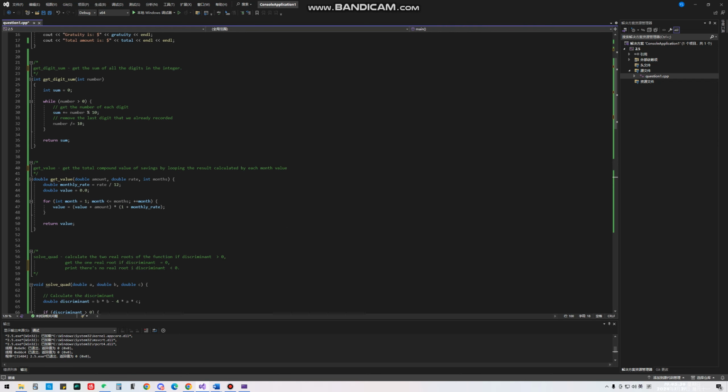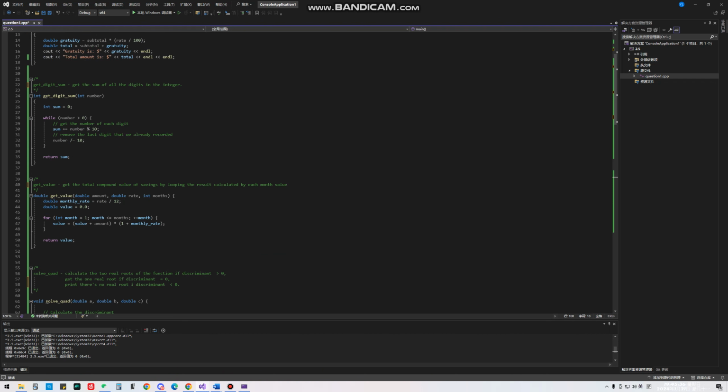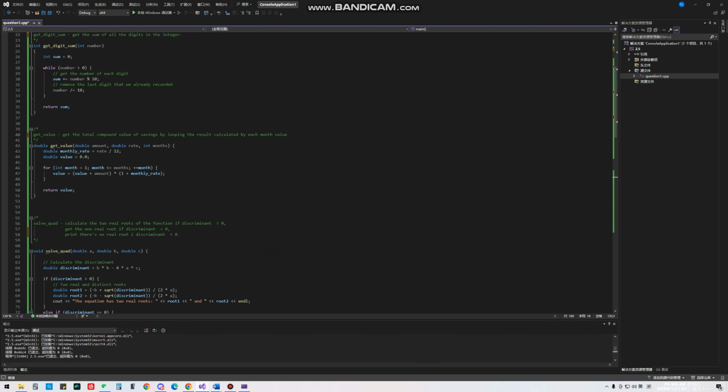Then the third question is to get the total compound value of savings by looping and calculating each month's value. Here the rate is 5%, I believe. We put the rate down there, and here are the months for the question. It asked for 6 months, and the amount, and we use this kind of loop.